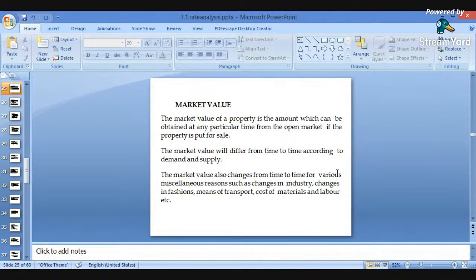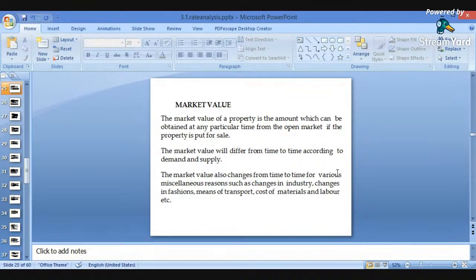The market value also changes from time to time for various miscellaneous reasons, such as changes in industries, changes in fashions, means of transportation, and cost of materials and labor. So the market value depends on various aspects. Suppose the construction is in an old fashion, then the market value of the building will be less.